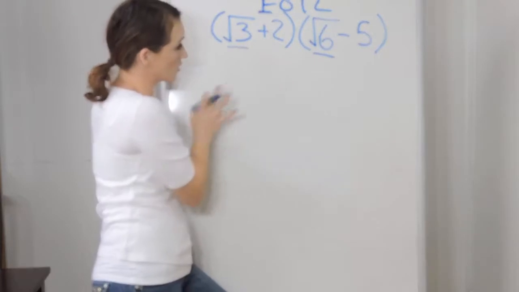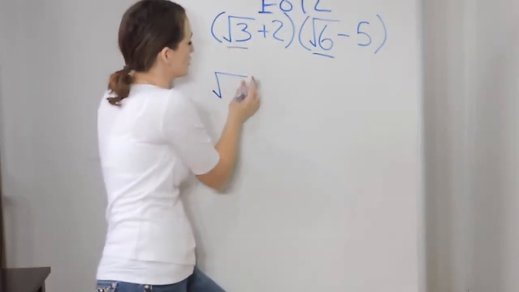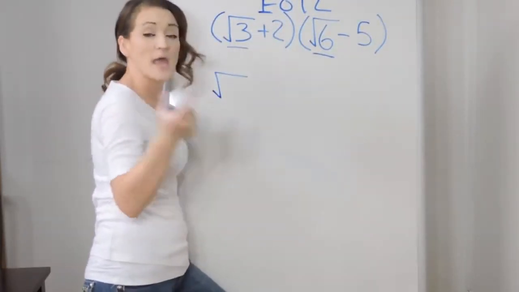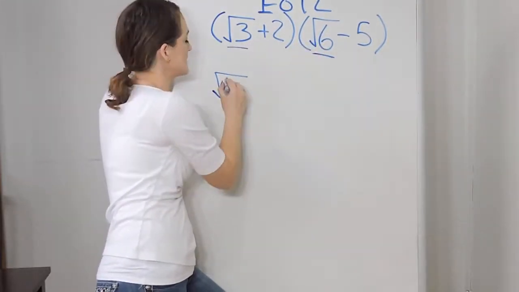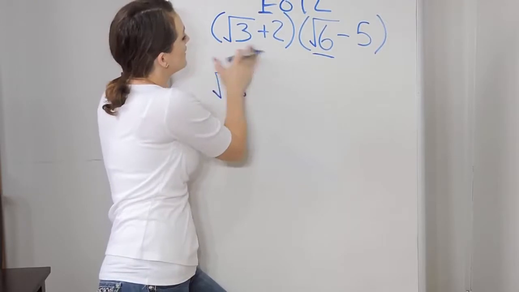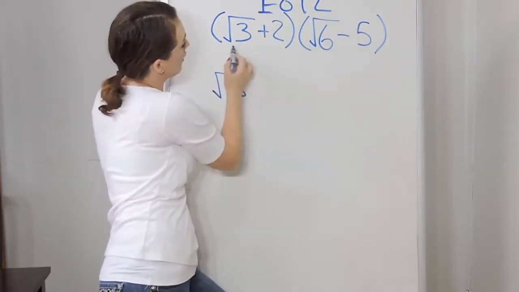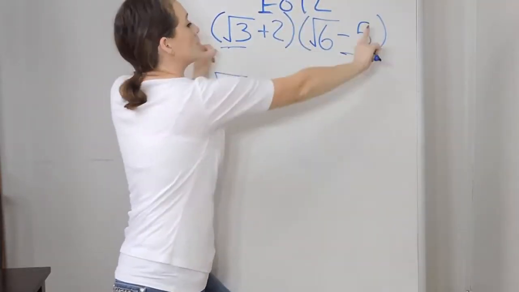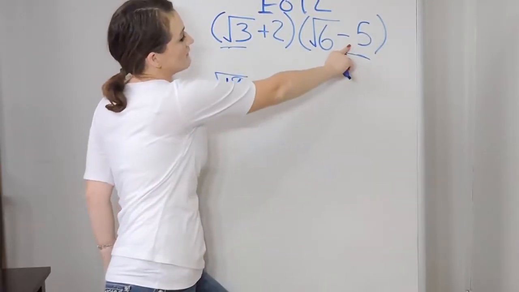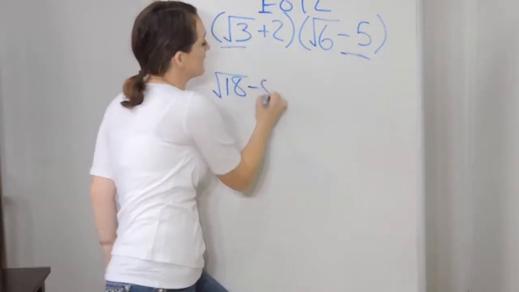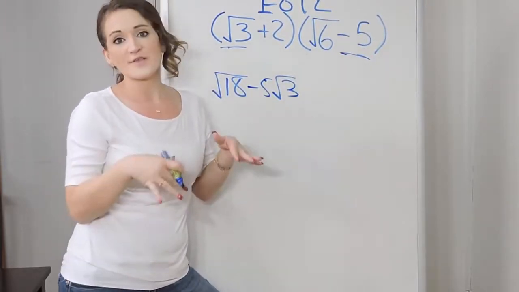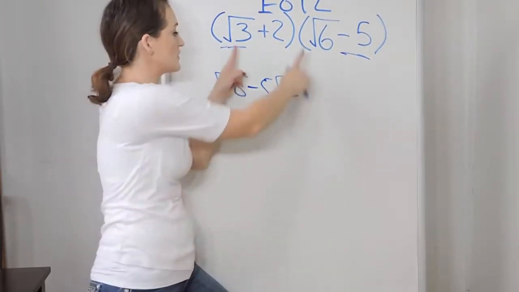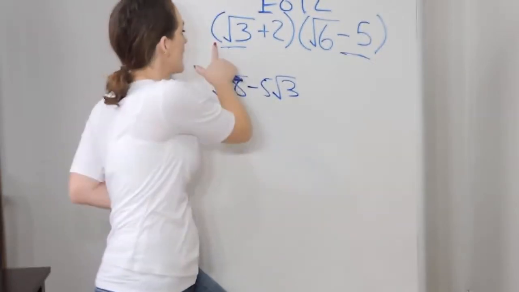We can use the product rule to multiply that together, and the product rule says that we keep our radical and we multiply what's underneath the square root. 3 times 6 is 18. Then the next thing after F is O, so that's the outside, the ones on the edges there. So negative 5 times square root of 3 is just negative 5 times square root of 3. They're not like terms, so they just combine and drop down.